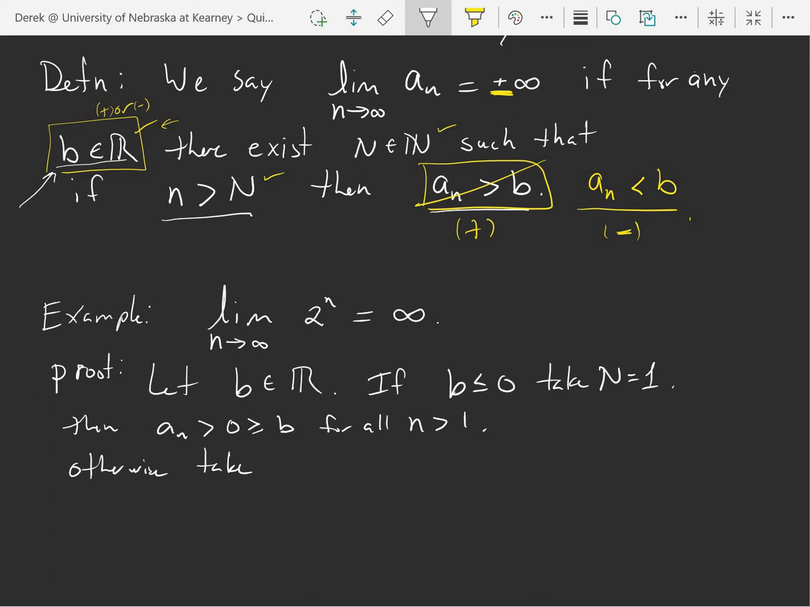Otherwise, take N bigger than the ceiling of the log base 2 of b. Why do I want to do that? And what do I mean by the ceiling? The ceiling is the next highest integer. So the ceiling of pi, for example, would be 4. It's the next integer that I would get to.